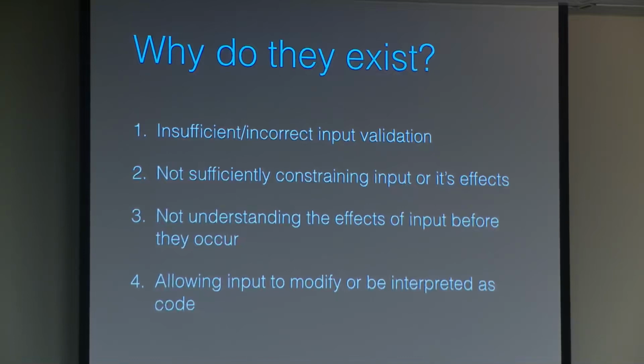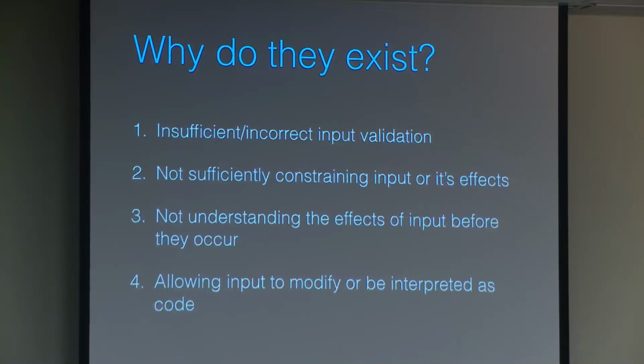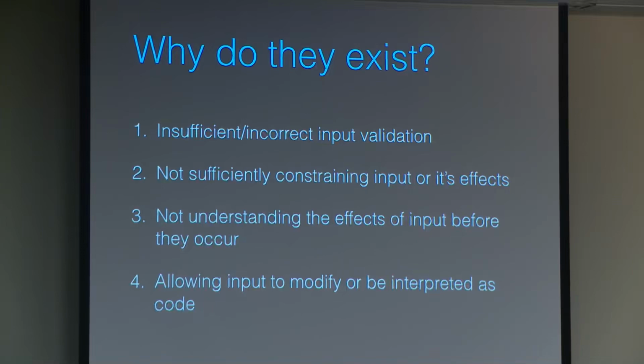And then not sufficiently constraining input or its effects. So not using the right size buffers, not using the right types and putting validations in that. Making sure that the size constraints are right. If you have an integer, making sure you're not going to overflow, underflow. If you have a floating point, make sure you have enough resolution that you can represent the number that you're actually reading in, and you don't have rounding errors. There's many more that go into this, but this is a general idea.